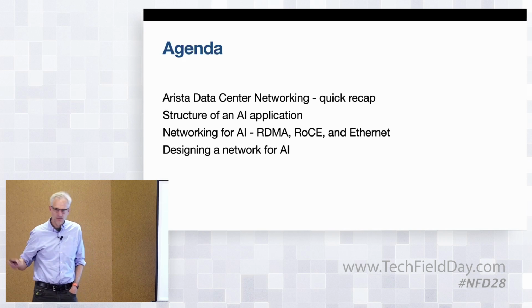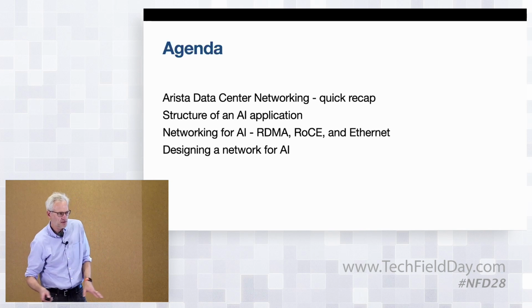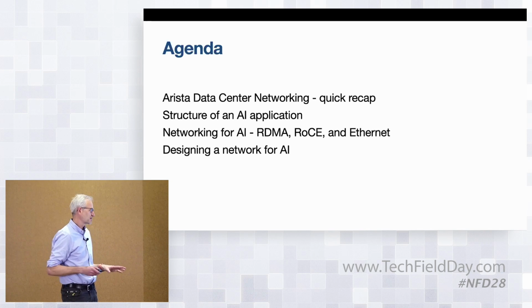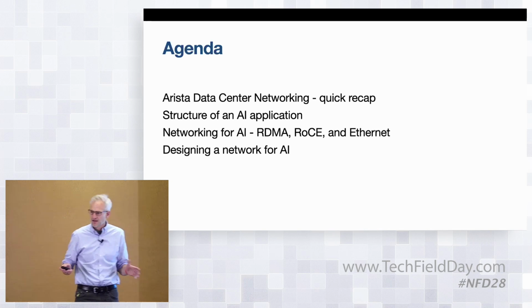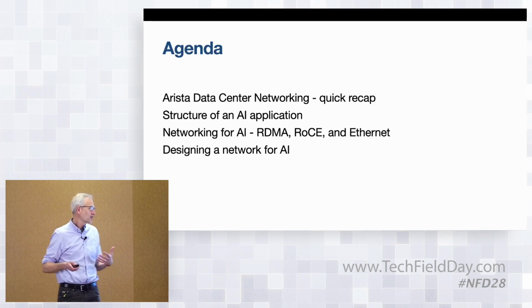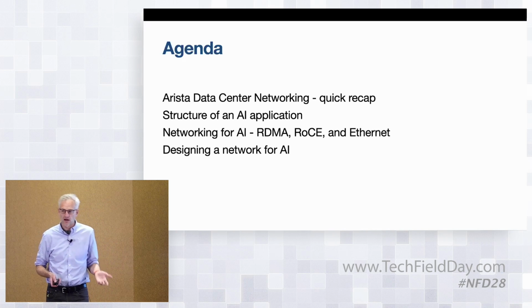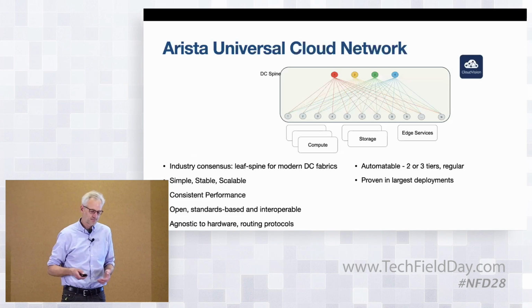AI is all the buzz everywhere. So I want to talk about networking for AI, and first set up the backdrop of what you probably already know, which is data center networking and how Arista does it, as a really quick recap. Then I want to talk about the structure of AI applications. I'm not going to pretend to be an AI expert or machine learning wizard, but we have enough customers that I think I can extract some salient elements that highlight what's necessary to build performant networks for AI applications, which is important to a lot of our customers. And then I'll talk a little bit about network designs for AI use cases.